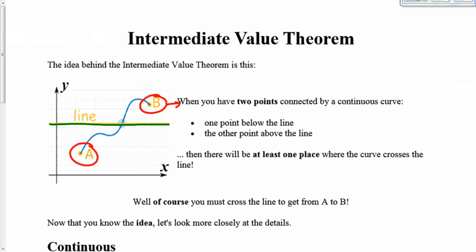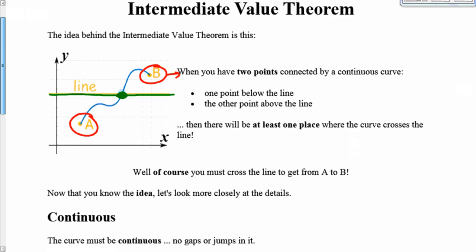Here's my line. Then if I have a point that's below the line and I have a point above the line, then there has to be at least one place where the curve and the line cross. That's all the intermediate value theorem is. And of course, that makes perfect sense.